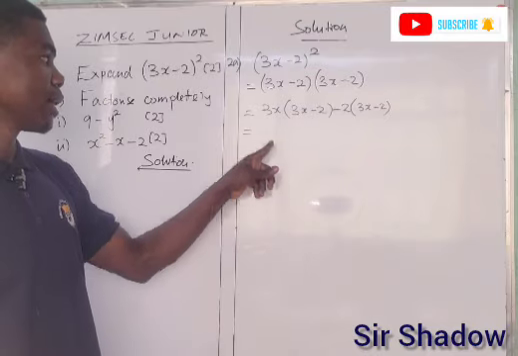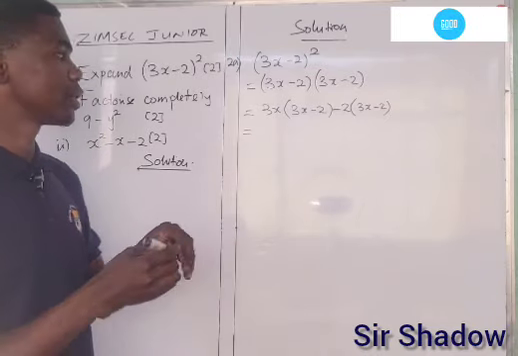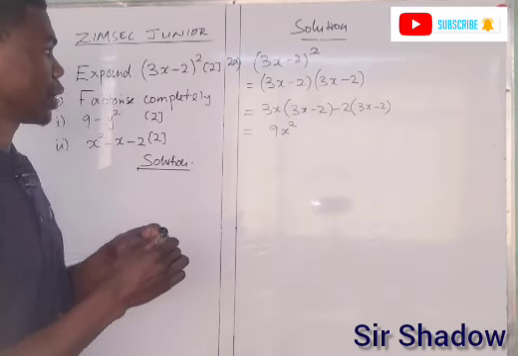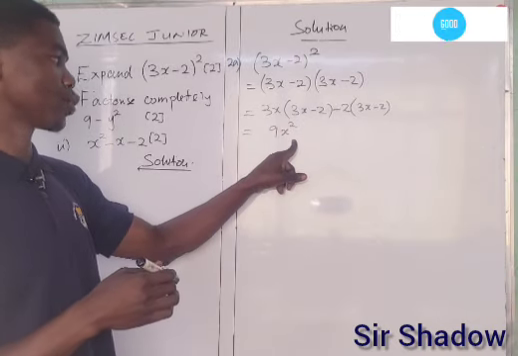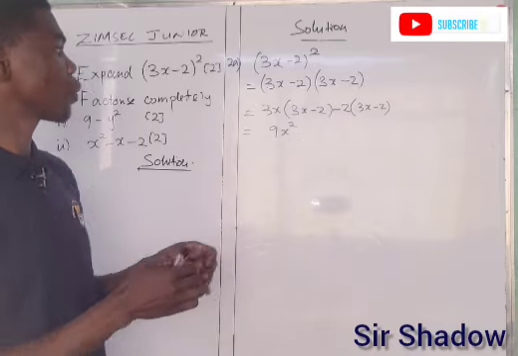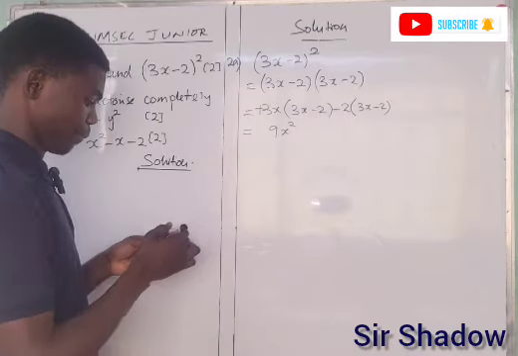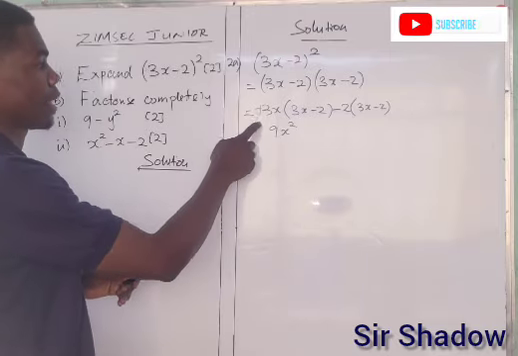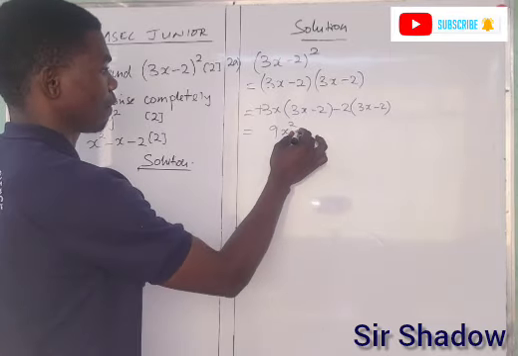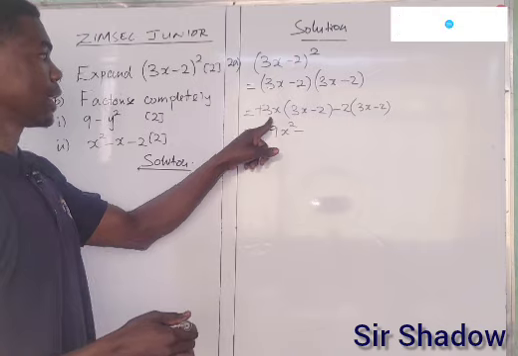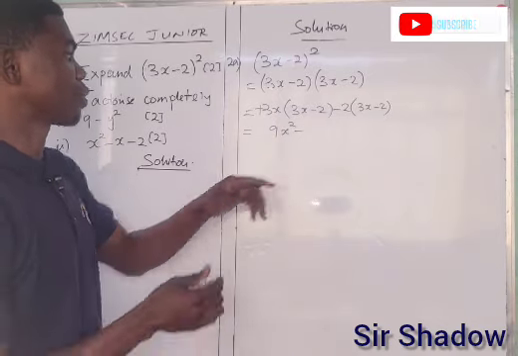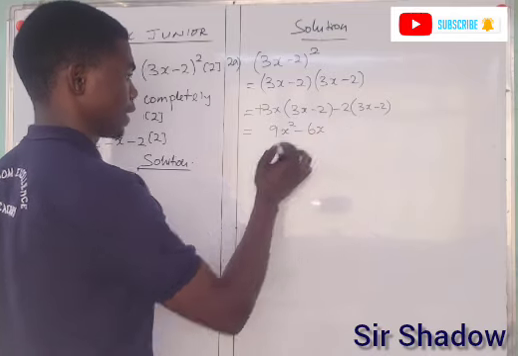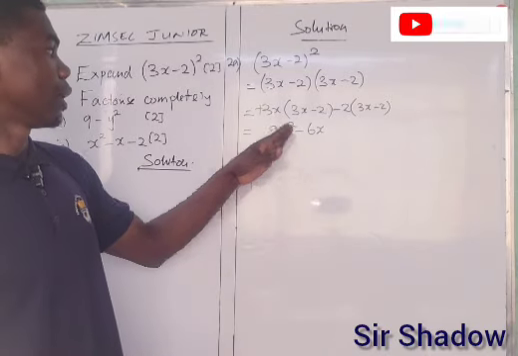So let's now multiply 3x times 3x to get 9x squared, which is 3 times 3, which is 9, and x times x, x squared. 3x times minus 2. So we have a positive sign here, so a positive times a negative. Just note these signs. Positive times negative gives us negative. 3x times minus 2 gives us minus 6x, right? Then we are done with the first part.